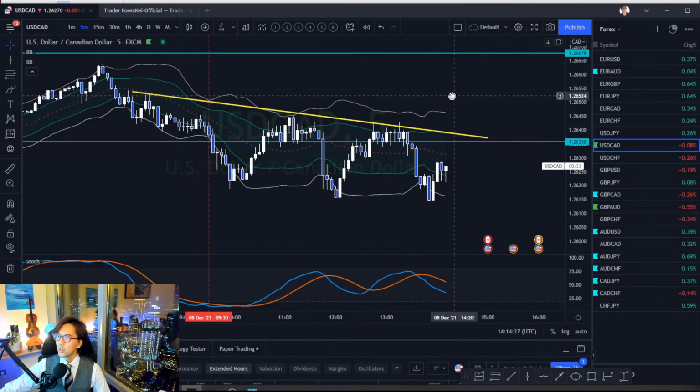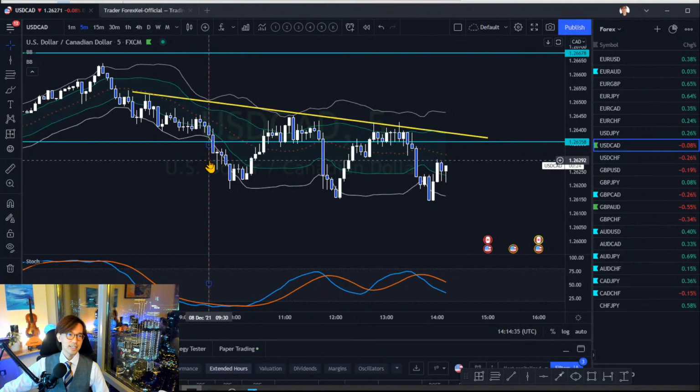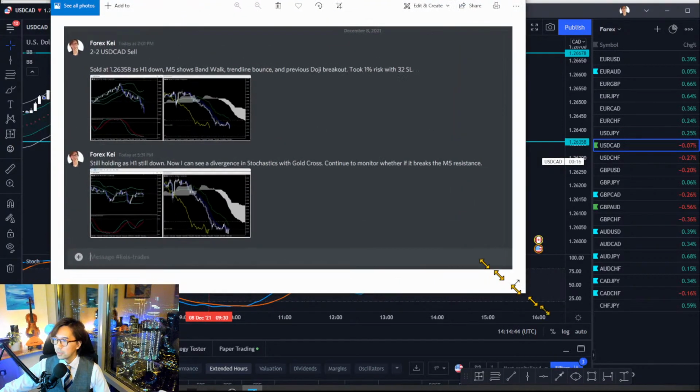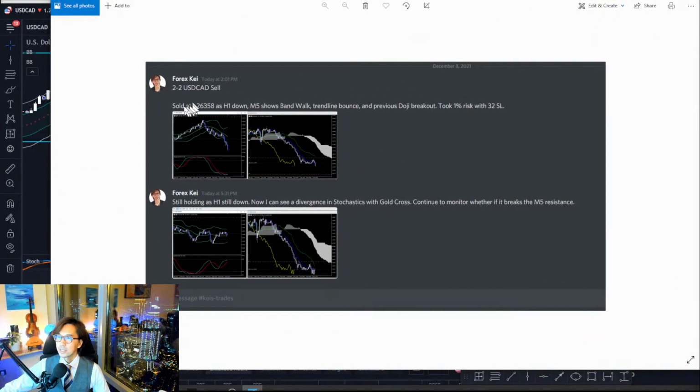All right, I was actually monitoring the chart on the 5-minute. This red vertical line was exactly where I sold this position, and I even have some screenshots here in the GTS group. I took the sell at this level as the 1-hour chart is down, and the 5-minute chart shows band walking, a trend line bounce, and a previous doji breakout. These were my confirmations, and I took 1% risk for this particular trade because I only follow the 1-hour downtrend.